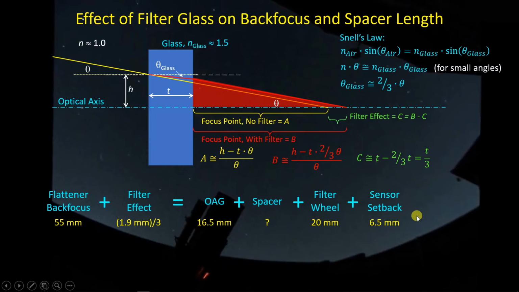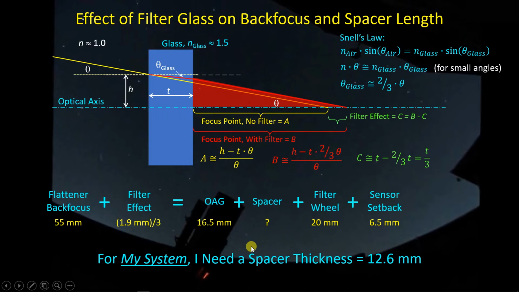And then finally for my ASI 1600, the sensor is set back 6.5 millimeters from the forward face of the camera. Your mileage may vary, but for my system, I need a spacer thickness of 12.6 millimeters. My first image with a 10 millimeter spacer told me that that spacer wasn't long enough, that I had to increase the spacer thickness, and this calculation is showing that I need to increase the spacer thickness, so that's what I need to do next.